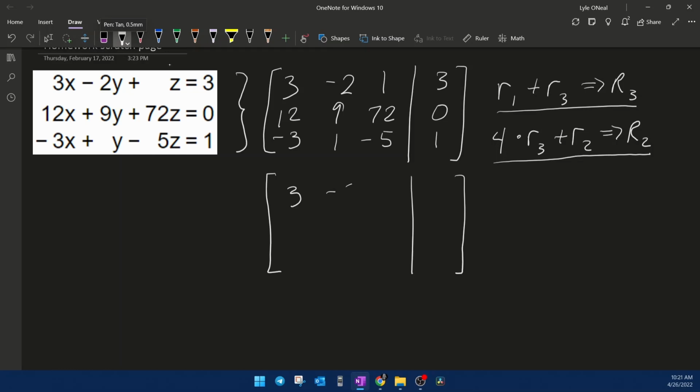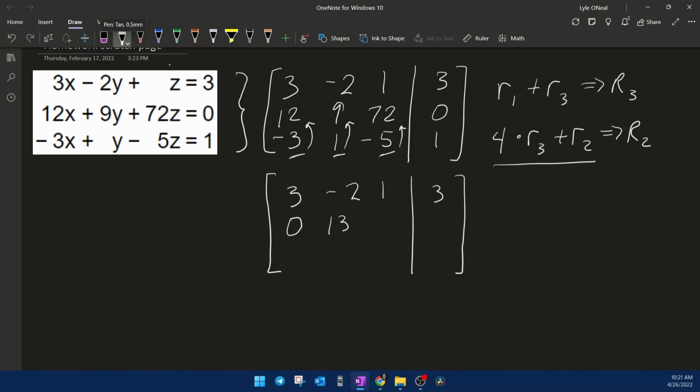So 3, -2, 1, and 3, copy and paste. And then to execute this row operation first, we're going to multiply everybody in row 3 by 4. -3 times 4 is -12. Adding to row 2 gets me a 0. And then we just simply rinse and repeat. 4 times 1 is 4. 4 plus 9 is 13. 4 times -5 is -20.